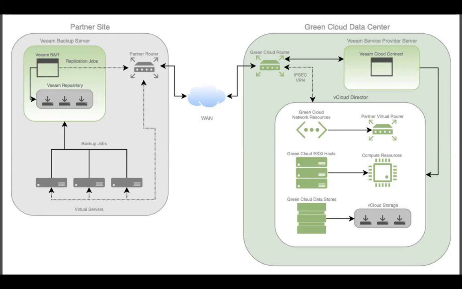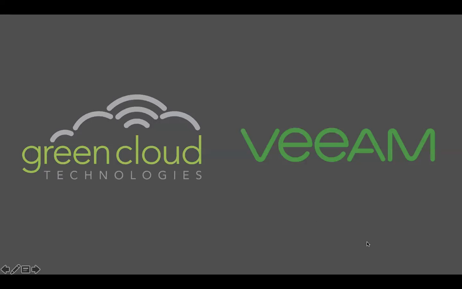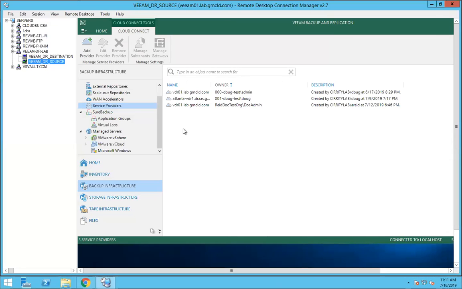Sure, thanks so much, JP. So now I'll swap my screen share over to the actual demo for this product. What I'd like to walk through, just for those of you who aren't familiar with the Veeam interface, is adding Green Cloud as a service provider. Once that's done, I'll show you how you would build out a replication job going into vCloud, and I'll show you what an actual failover will look like.